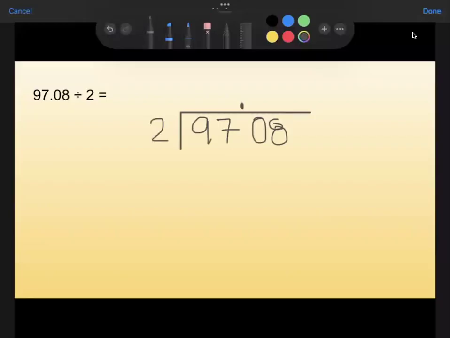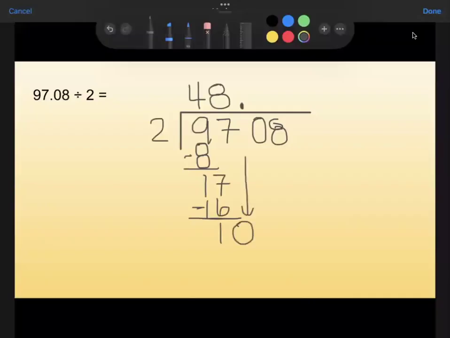So 2 fits into 9 4 times. So I put a 4 up there and an 8 here. When I subtract that, I get 1. I bring down the 7 to make it 17. 2 will fit into 17 8 times. 8 times 2 is 16. When I subtract, I get 1, so now I'm going to bring down the 0, making that 10.